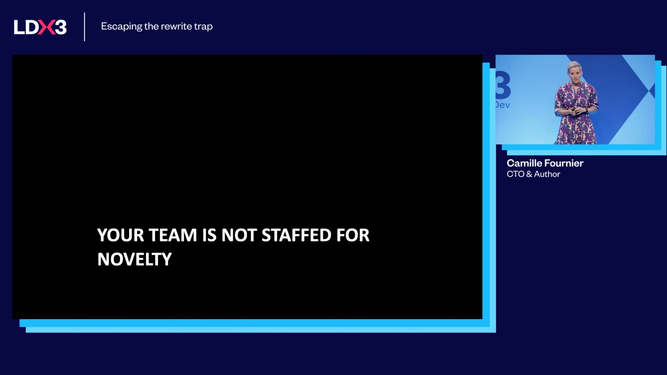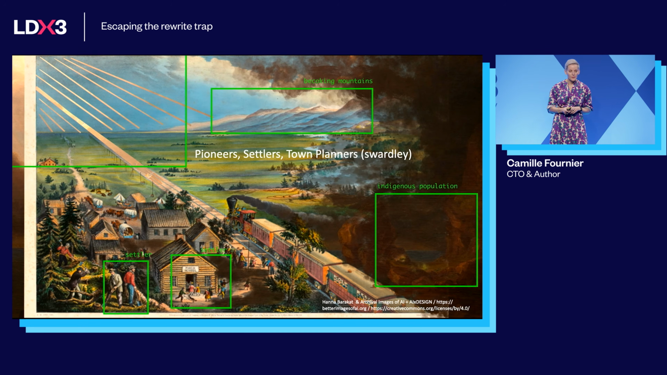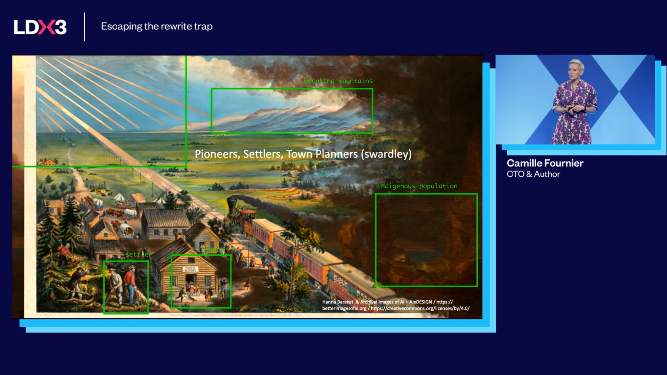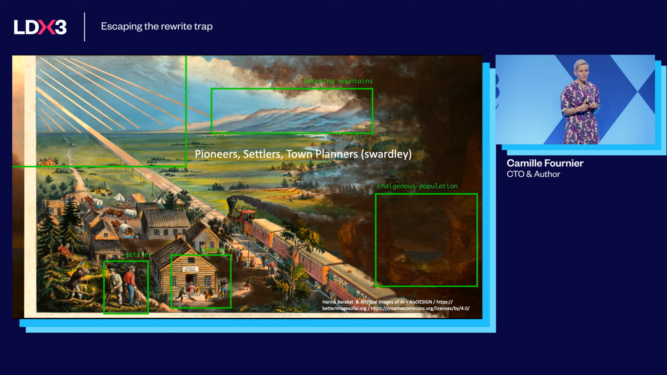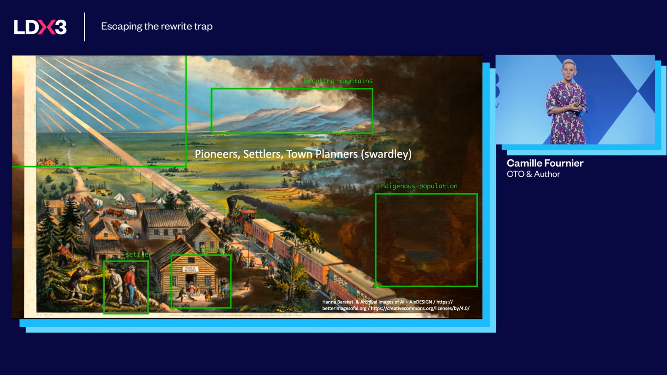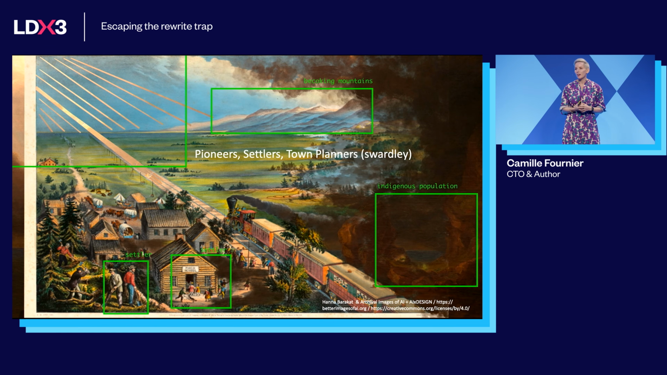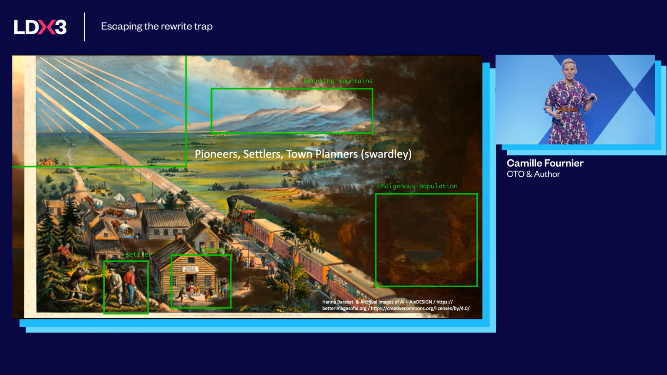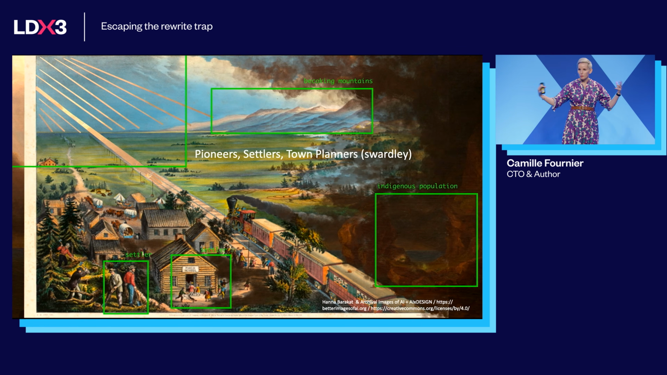So, complexity hurts us. But the other problem that people don't think about often is that platform teams are really not staffed for novelty. If you are not familiar with the pioneers, settlers, town planners model by Simon Wardley, you can Google that later. It's a useful mental model for thinking about the stages of developing new things and the types of people that go into those stages, right? You have your pioneers who are very comfortable with ambiguity, who are comfortable going out there and risking things and failing and finding out the new frontier, right?